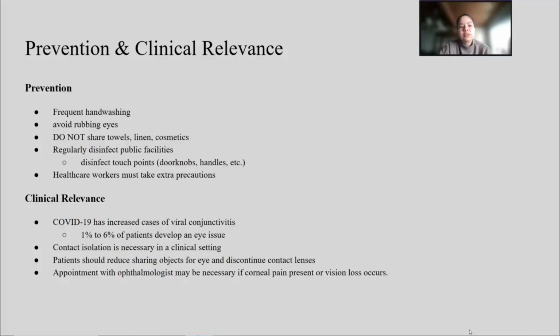Prevention and clinical relevance. Prevention is slightly hard as it is an infection that can spread easily. The best thing you can do is frequent hand washing. You want to avoid rubbing your eyes as that is cross-contamination and will easily infect and cause viral conjunctivitis. You do not want to share towels, linen, or cosmetics as that is also cross-contamination. You want to regularly disinfect public facilities and touch points, so doorknobs, handles, anything that gets touched with hands very easily.